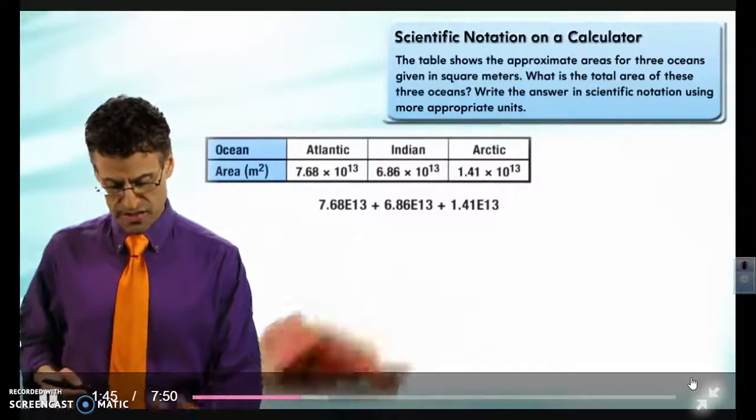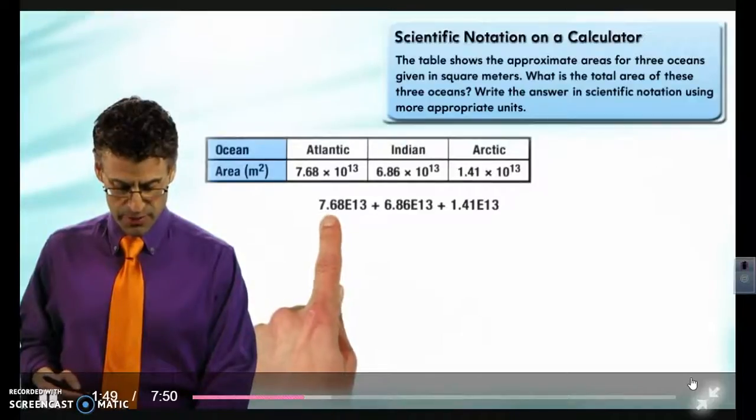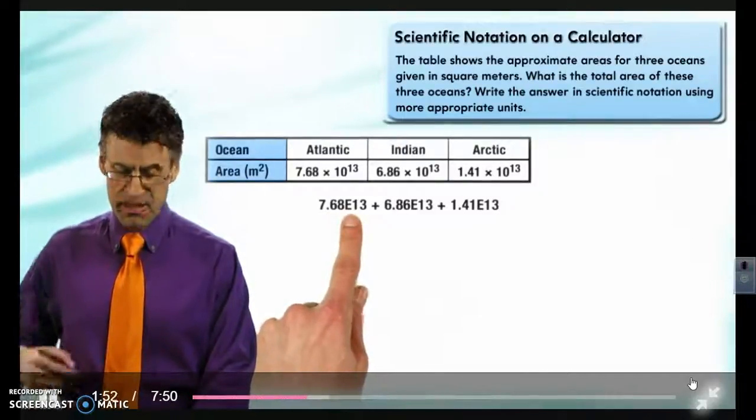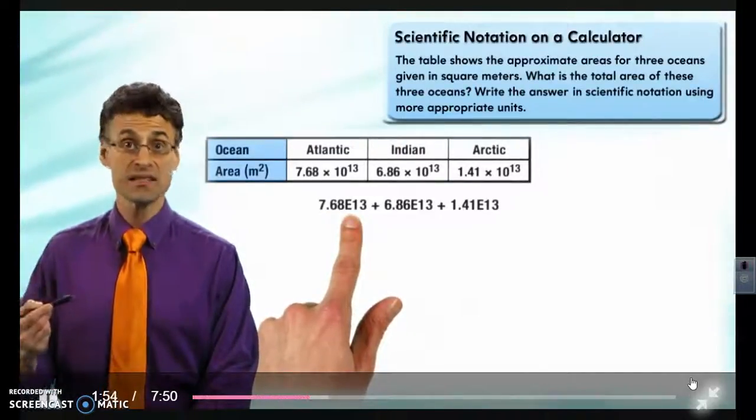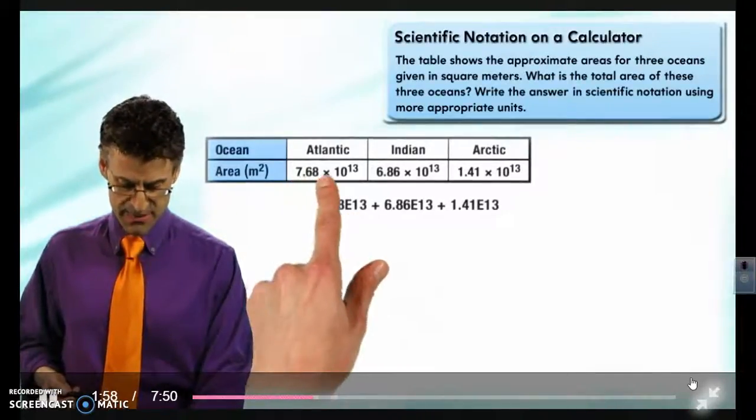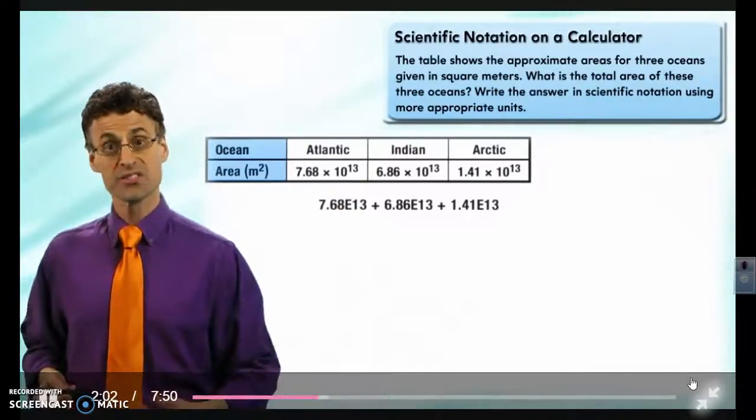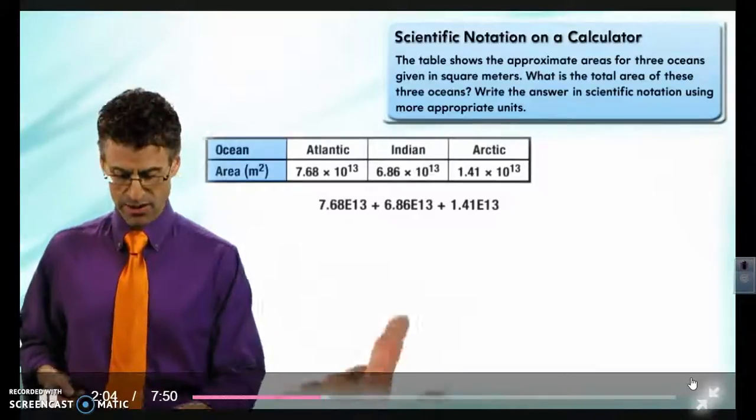So scientific notation is just a shorthand way of writing this, where I write the 7.68, and the E means the exponent on the base 10 is 13. So this is the same as that, and that's a shorthand way of writing that. A lot of calculators will actually give answers in this way. You can try this on your own calculator as well.